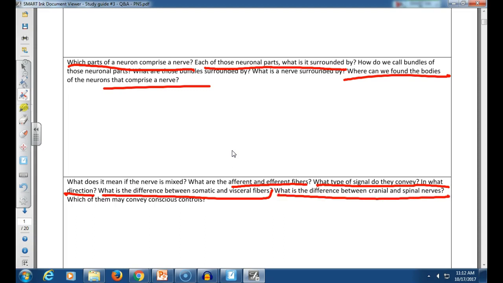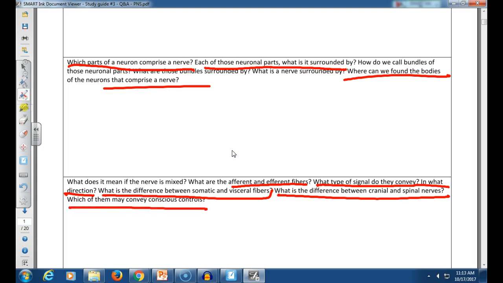Cranial, spinal. There was a question. Jessica approached me yesterday with a question, what's the difference between cranial and spinal? Don't overthink. It's anatomical. Cranial start in the brain stem, spinal start in the spinal cord.